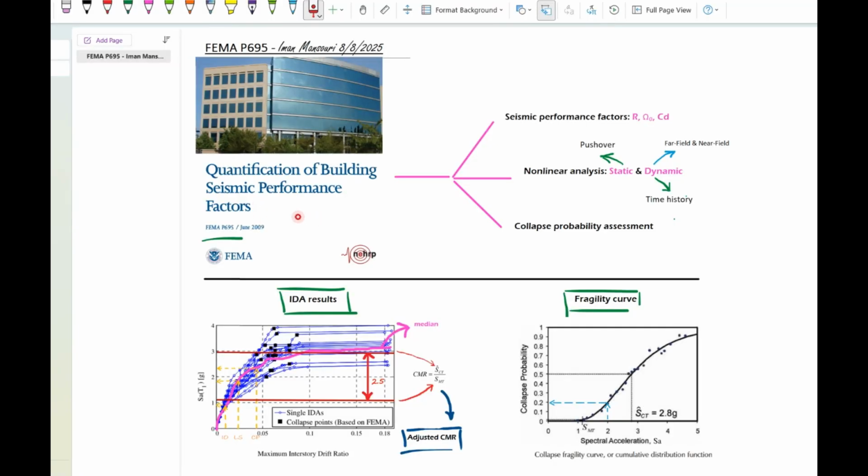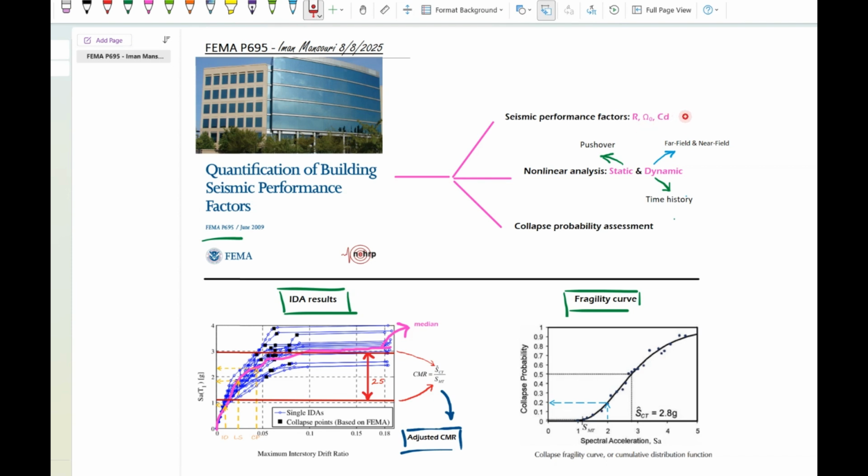Alright, this document has three main applications. First, it helps us determine seismic performance factors. These factors include the response modification coefficient, or R factor, the system overstrength factor, and the deflection amplification factor, or CD. These are typically found in ASCE 7, but FEMA P695 is especially useful when you're working with new or innovative structural systems that are not covered in ASCE 7.